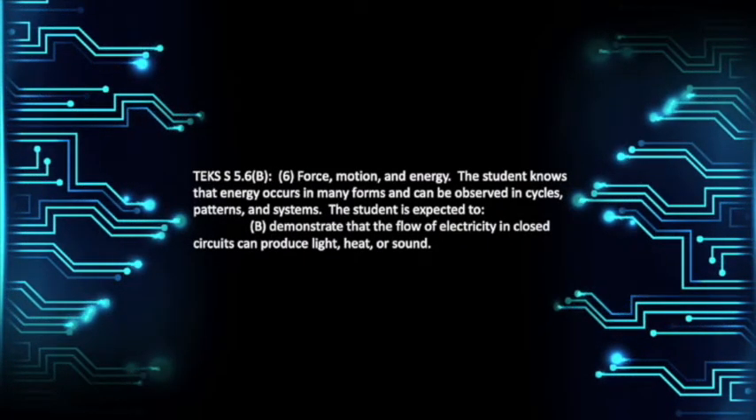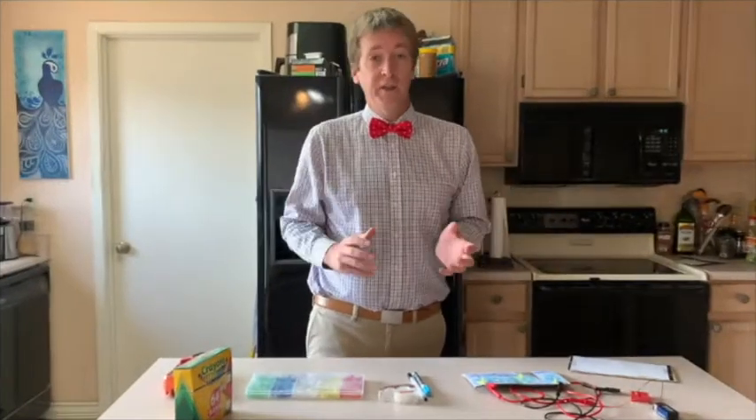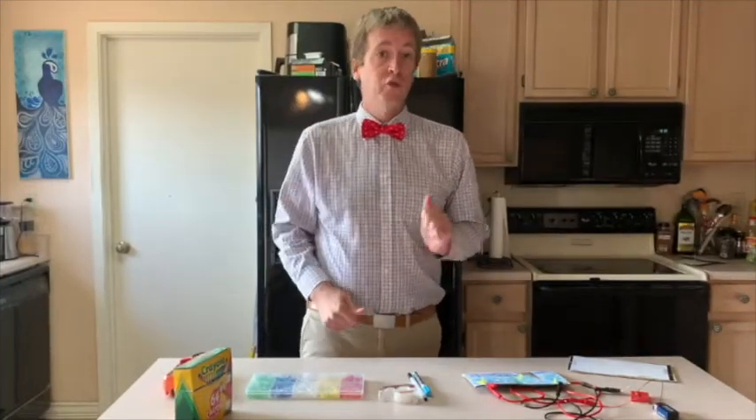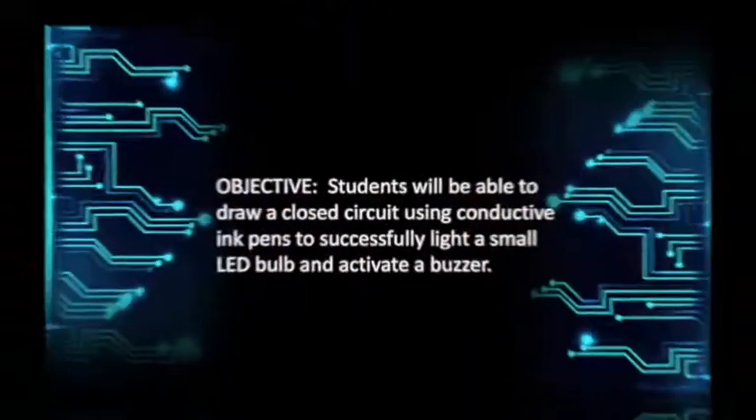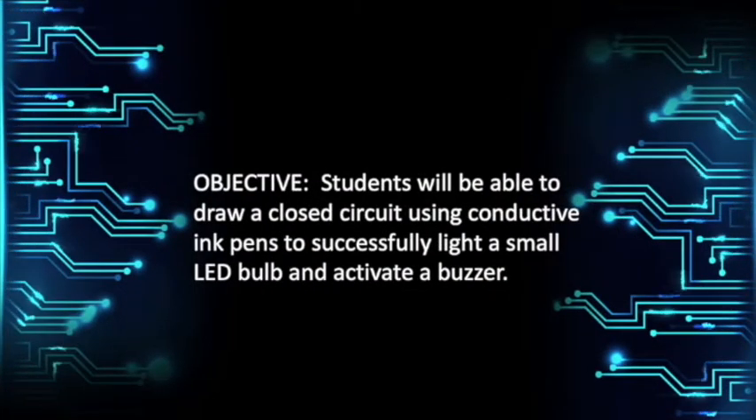The student knows that energy occurs in many forms and can be observed in cycles, patterns, and systems. The student is expected to demonstrate the flow of electricity in closed circuits, which can produce light, heat, or sound. And our objective for today is for you to be able to draw a circuit using conductive ink pens that you can use to light an LED bulb and make a buzzer sound.